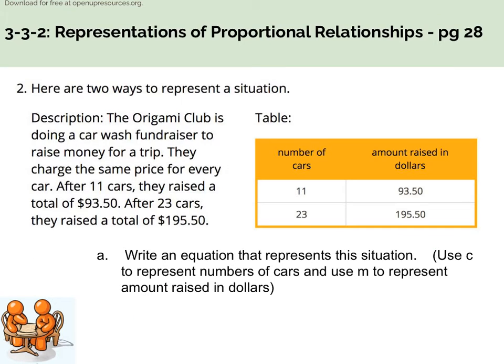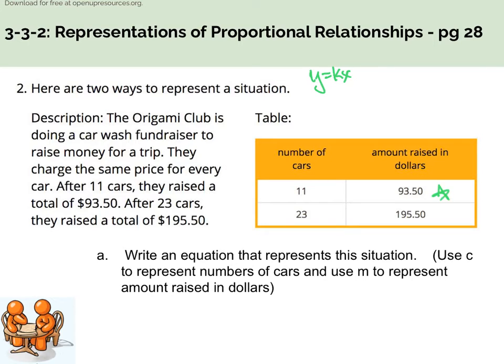So again, here is example number 2. Here's a description: the Origami Club is doing a car wash fundraiser to raise money for a trip. They charge the same price for every car. After 11 cars, they raise a total of $93.50. After 23 cars, they raise a total of $195.50. They ask us to write an equation, and then they talk about part C and part M. We're going to write the equation first, just as y equals kx, because we just did that and we know how to do it.